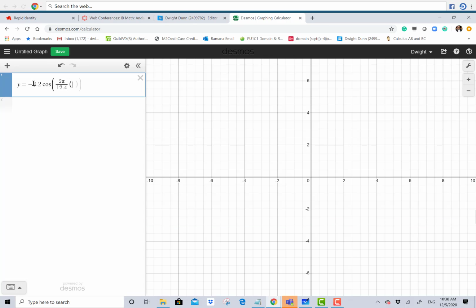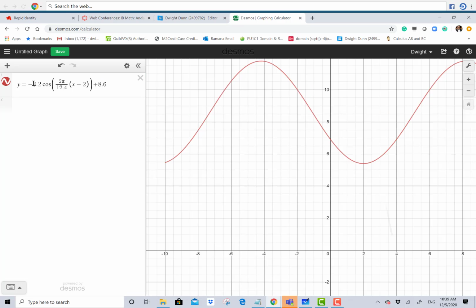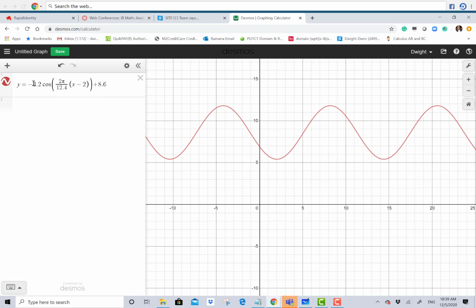I can put another parentheses inside. It's going to be x minus 2, close parentheses, go all the way out, close another parentheses, and then that's going to be plus 8.6. So this is my graph. Notice right here, that is my graph for the cosine function.